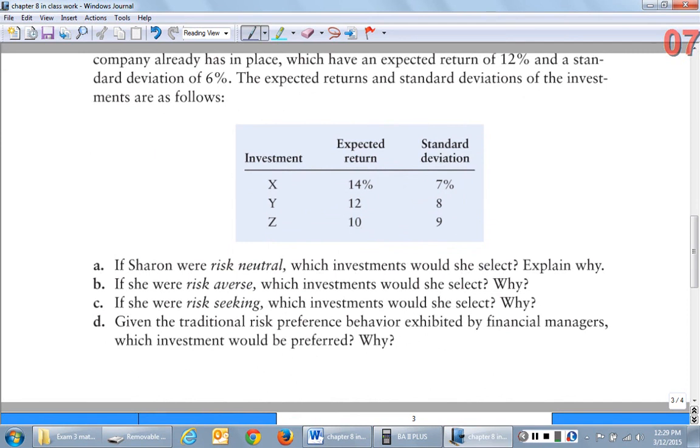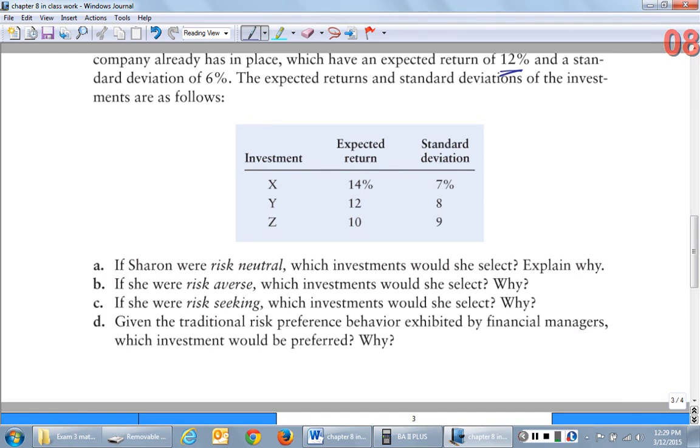If she were risk neutral, that means that she wants the highest return regardless of the level of risk. So she would prefer assets X and Y. She would prefer asset X because it has the highest return and it's still greater than the 12% required return her company has. And asset Y also performs at least as well as her company's expected return of 12%.